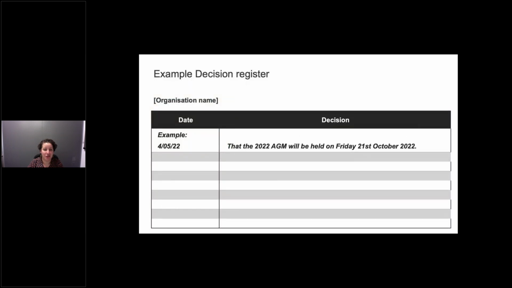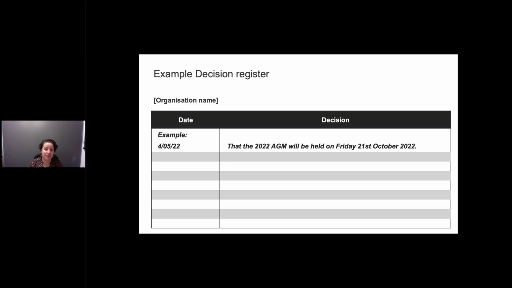which I have shown you earlier, but you're seeing it again here. It's a really simple example on the screen. You've got the date being the 4th of the 5th, 2022. The decision was made that the 2022 AGM will be held on Friday, the 21st of October, 2022. I've put quite a few different October dates in there just to confuse us, but essentially, we really want it to be a very simple document.